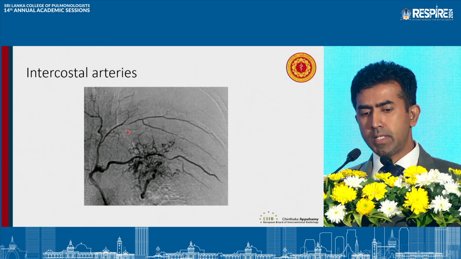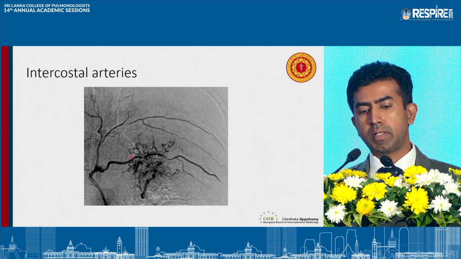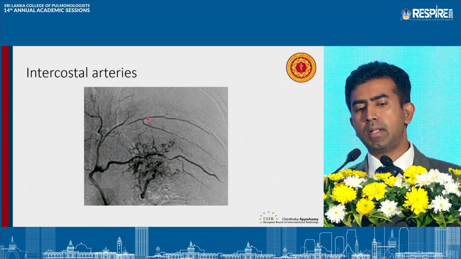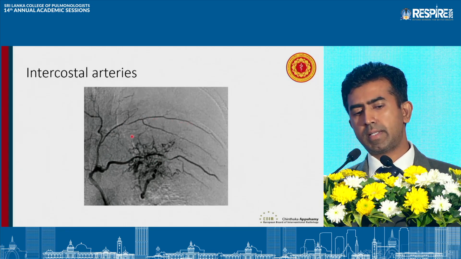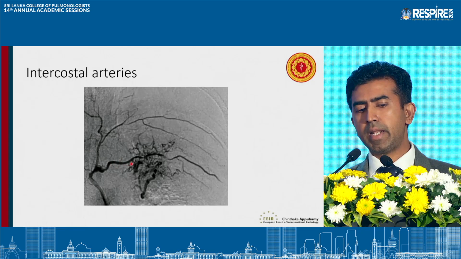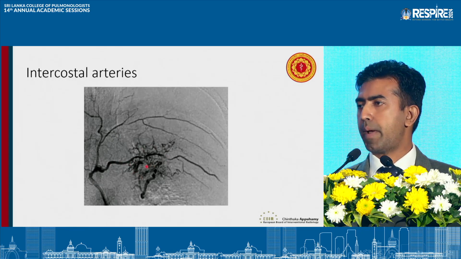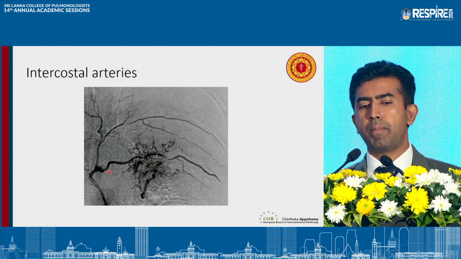The intercostal arteries also contribute significantly when it comes to hemoptysis. In this example, this is a normal posterior intercostal artery, whereas this is pathologically dilated and gives multiple feeders into the parenchyma. So this needs to be embolized.